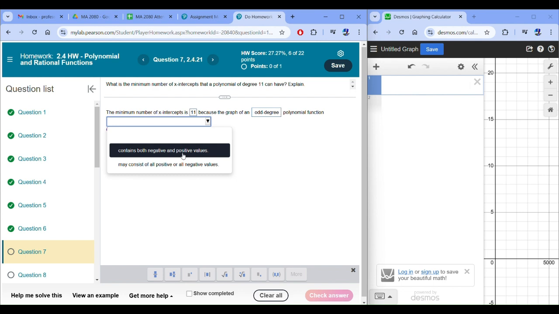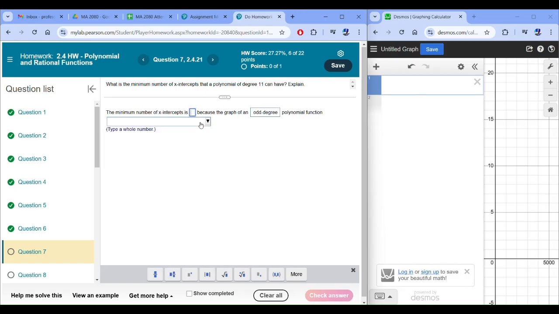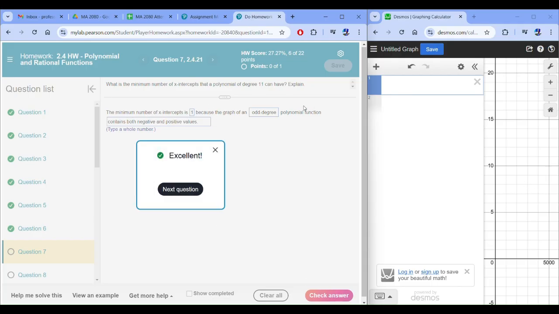What is the minimum number of x-intercepts? Oh, the minimum number would be 0. No, 1. Because an odd degree function contains both negative and positive values. So remember how I said because this is an odd number, they're going to be heading in opposite directions. So no matter what you do, there is nothing you can do to keep both heading the same direction. So here it has to have a solution because it's to the 11th power.